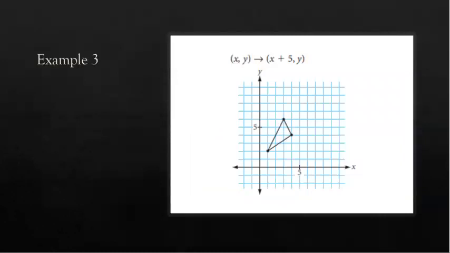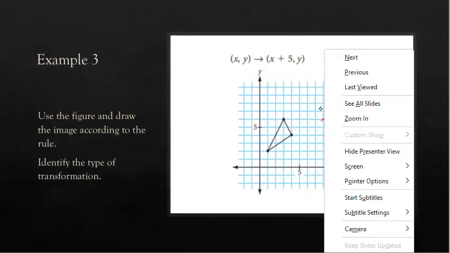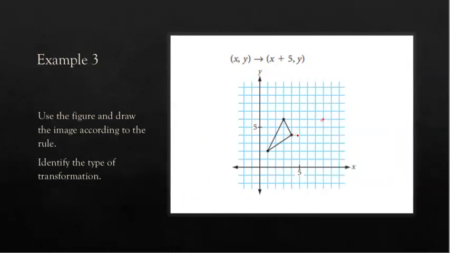Now let's look at an example from our homework. How do we translate this figure according to the rule? And then we want to identify the type of translation. So we're going to use our rule. It tells us to move the x coordinate over 5 and leave the y coordinate the same. So this point is just going to move over 1, 2, 3, 4, 5, and the y coordinate will stay the same, so it won't move up or down. This one moves over 5, and this one moves over 5.